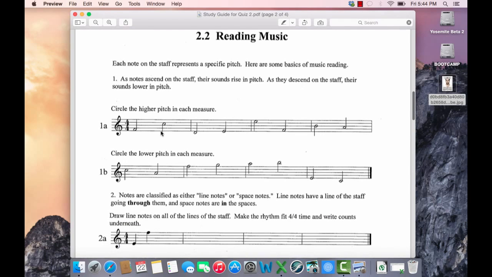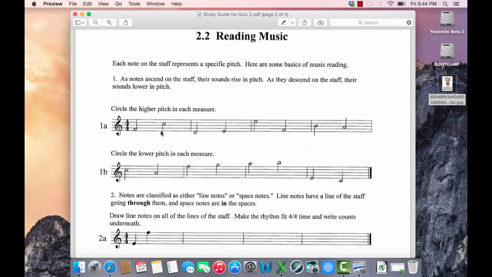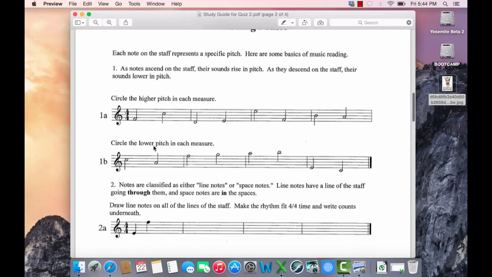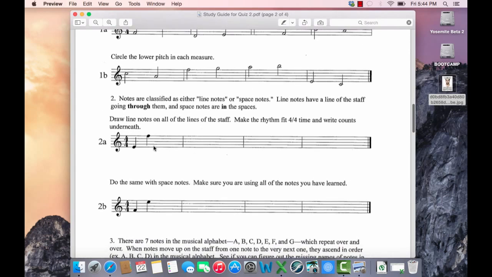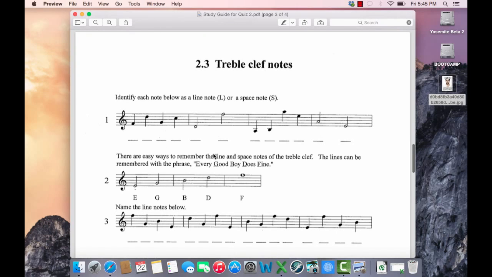Reading music will make your life in choir and in this world much more enjoyable, just as reading English and being able to write and speak English does. Reading music is going to be very simple for you as you memorize 2 sayings. And if we go to this next page, we memorize every good boy does fine.